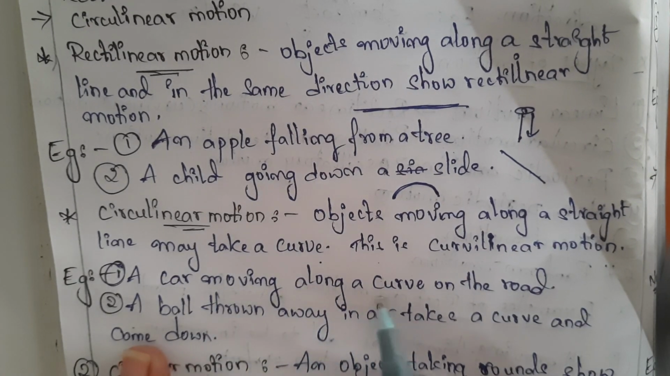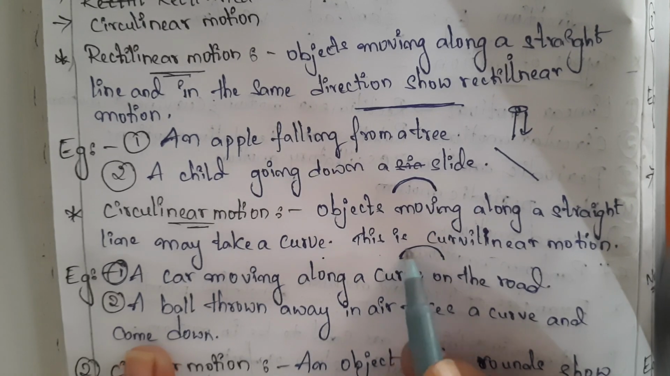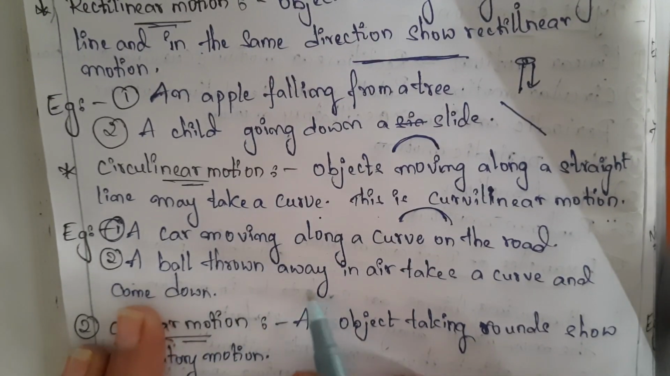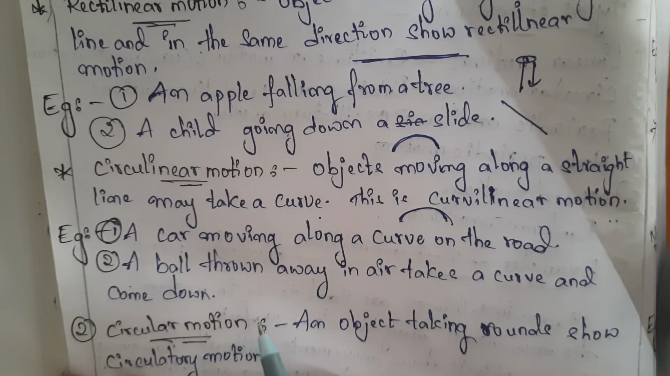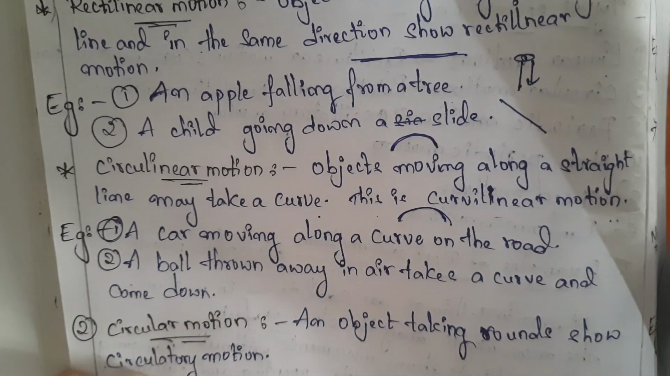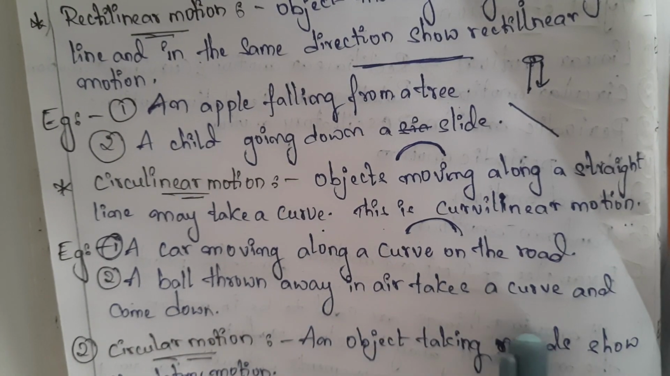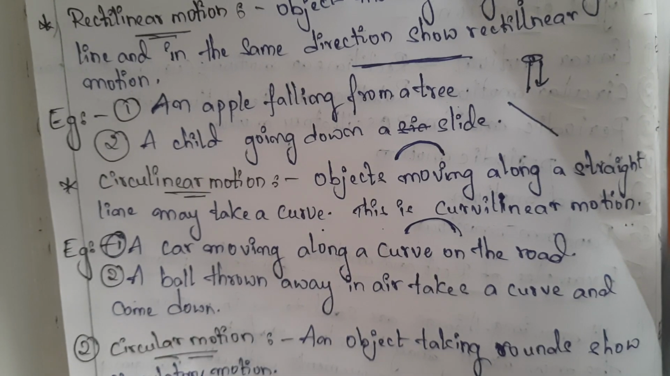Example, a car moving along a curve on the road. Suppose a car is moving. It is taking a turn in a curve, which is a curvilinear motion. Or a ball thrown away in the air takes a curve and comes down. So this is also a curvilinear motion. So here these two are the examples of curvilinear motion.